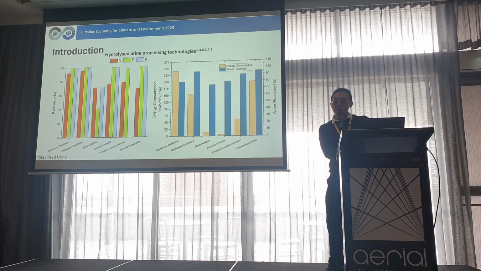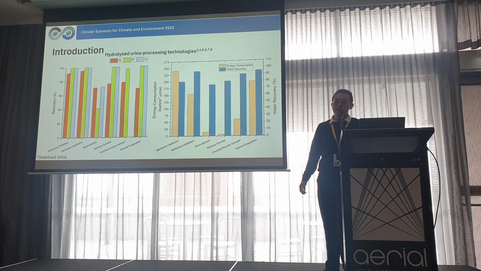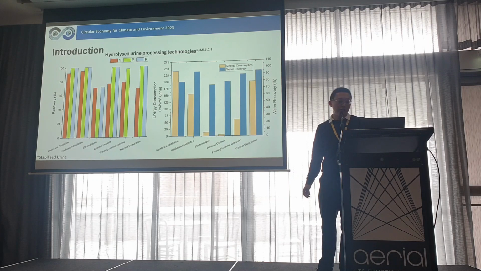Why we choose reverse osmosis as our technology is because of three aspects. First is the nutrient recovery, which is the most important one. If we lose a lot of nutrients during the concentration process, there is no point doing that. When we look at reverse osmosis, although there is some loss in the nitrogen, the potassium and phosphorus recovery is pretty high, 95% and above.